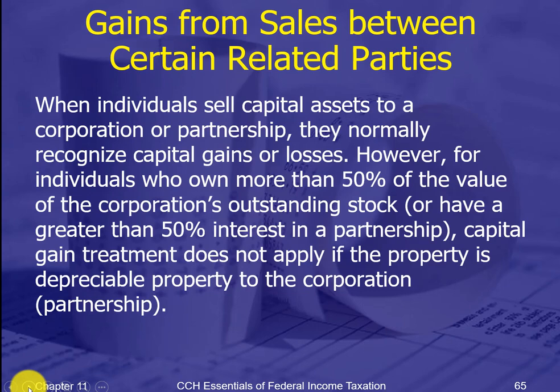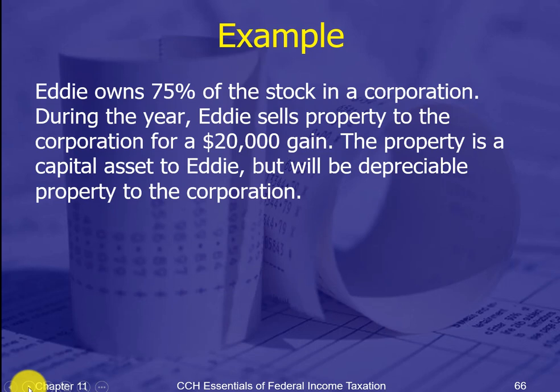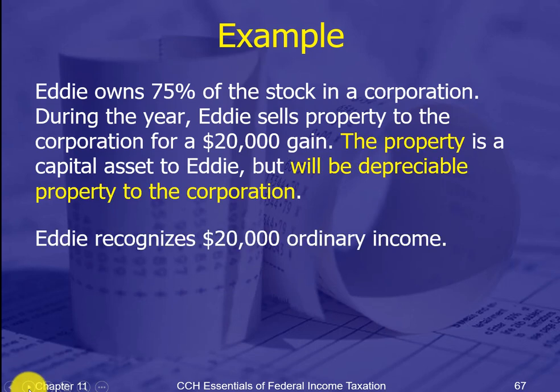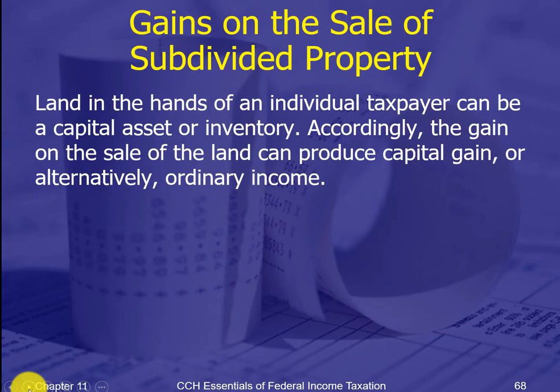There are certain situations where you get a gain from the sale of property to a business. So if you own 75% of the stock in the corporation, which means you can control it, and you sell property to the corporation for a gain, even though that was a capital asset to Eddie, it will be depreciable to the corporation, and that means that his gain is going to be ordinary income, not capital gain. Otherwise, we could have people selling their property to their businesses all the time to do that.